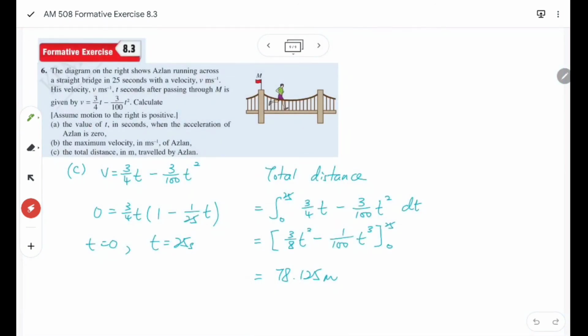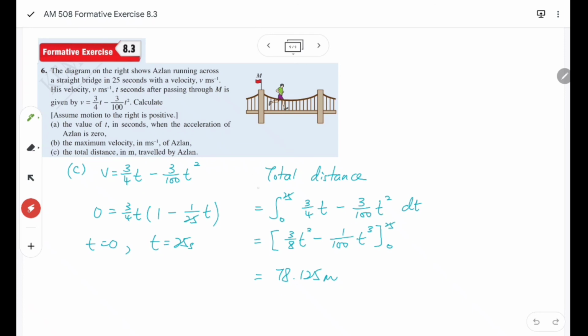C. The total distance in meters traveled by Aslan. So for the total distance traveled by Aslan, we will first check, did Aslan stop and turn direction throughout the 25 seconds. So we try to equate v to 0 so that we can get the value of t when v equals 0. We find that Aslan only stops when t equals 0 and t equals 25. So in between these 25 seconds, he will keep moving in the same direction.